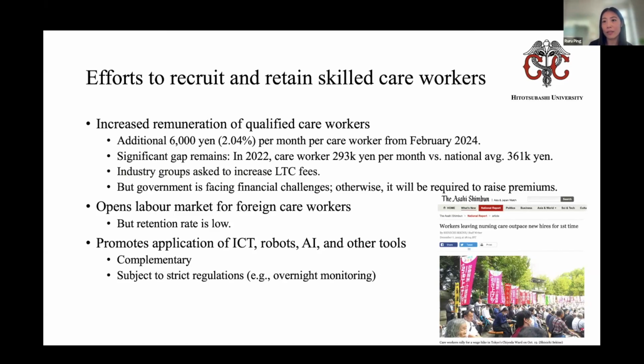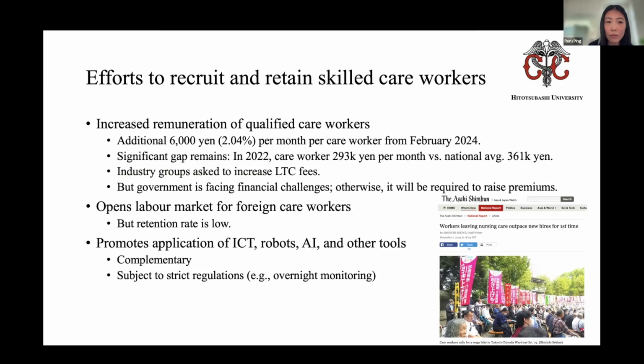But despite the regular revision of their pay in recent years and this additional 6,000 yen effective from this month, many care workers consider these not sufficient. The gap between the national average and the care sector remains very wide, and many industry groups ask the government to increase the official nursing care fee. In Japan, we have national fee schedules, but it is difficult for the Japanese government to implement this because the government is experiencing a serious fiscal burden. One policy option is to increase premiums, but this is going to generate another controversy.